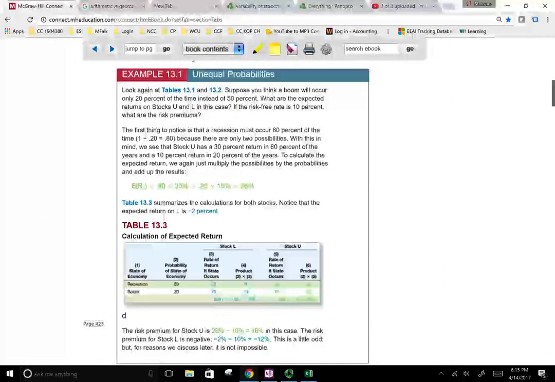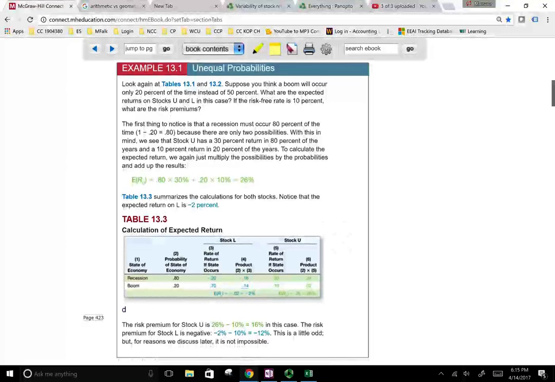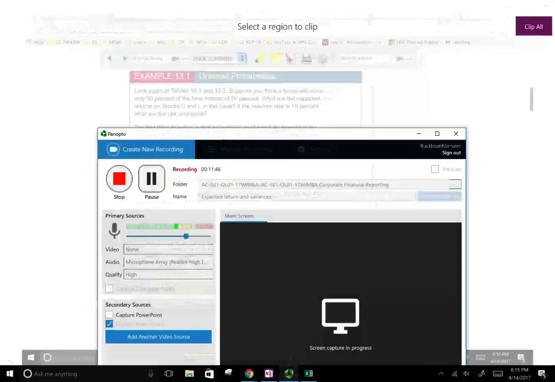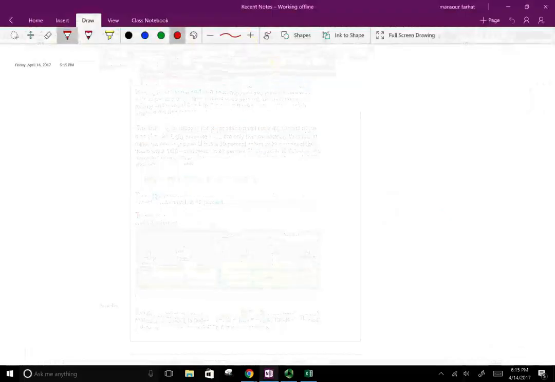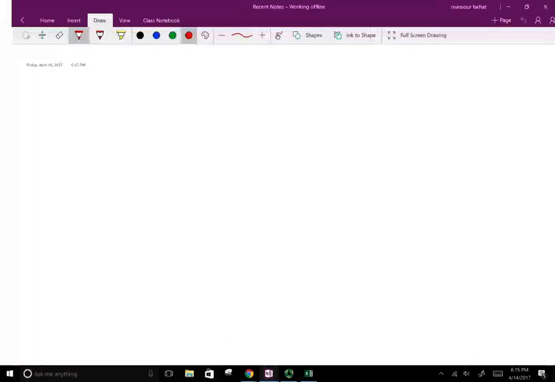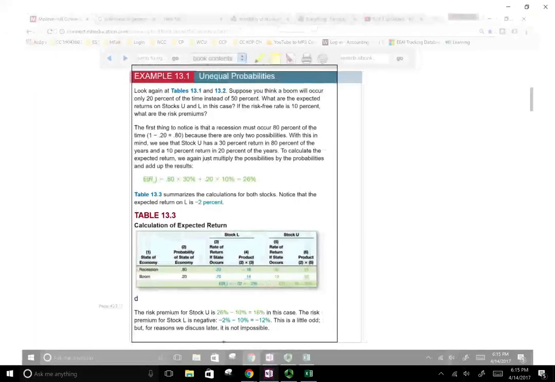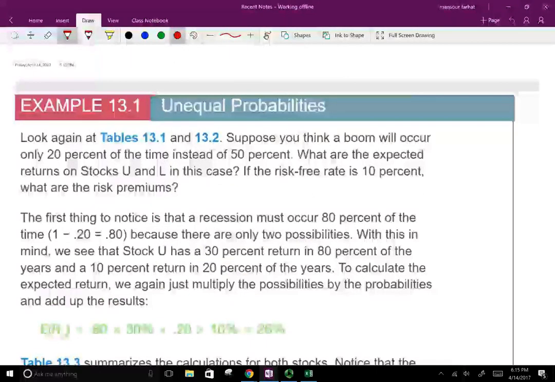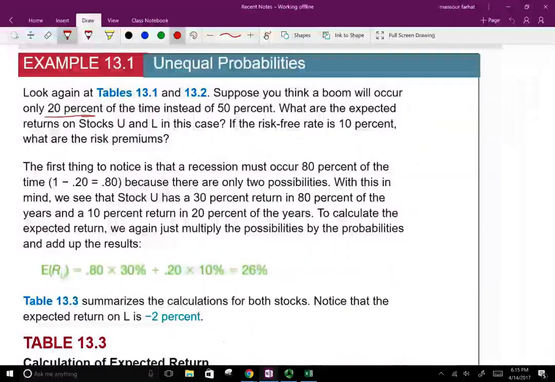Now let's work another example with unequal probabilities, because in the prior session, in the first example, we assumed that the probabilities are 50-50. Let's change this probability. Suppose you think a boom will occur only 20% of the time instead of 50%. So now the probability of a boom is 20%.